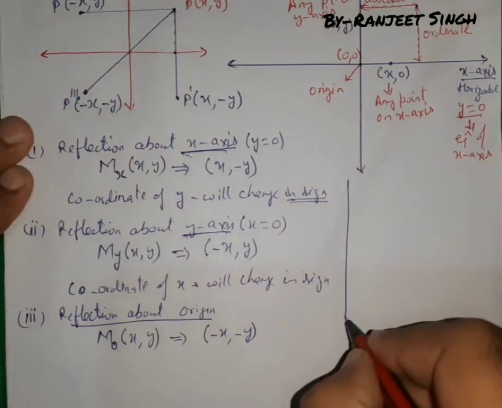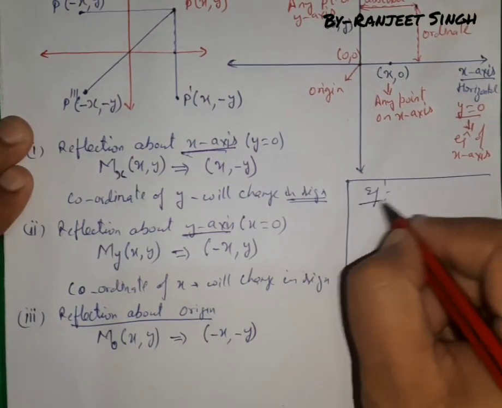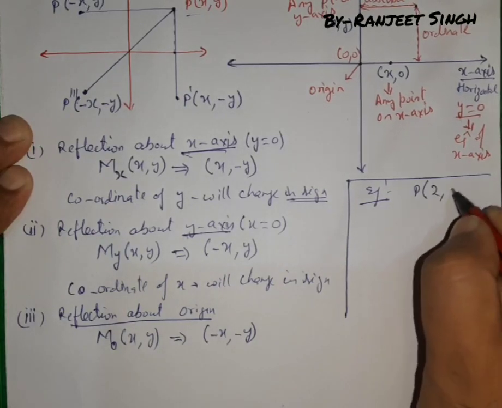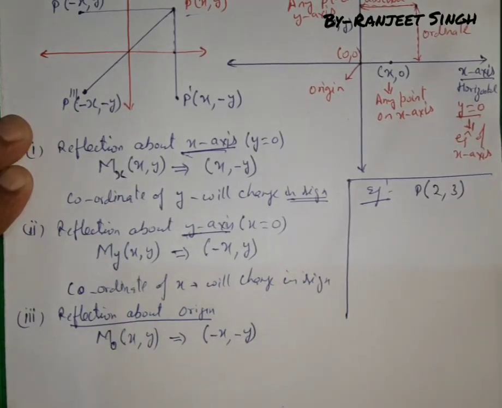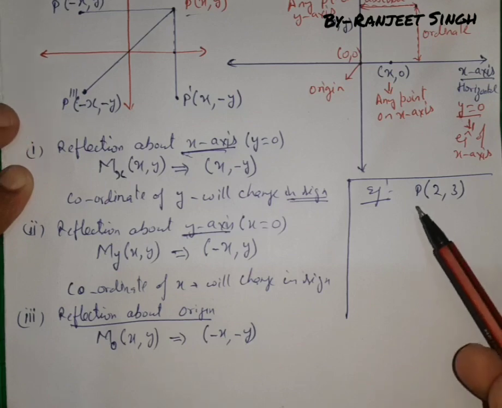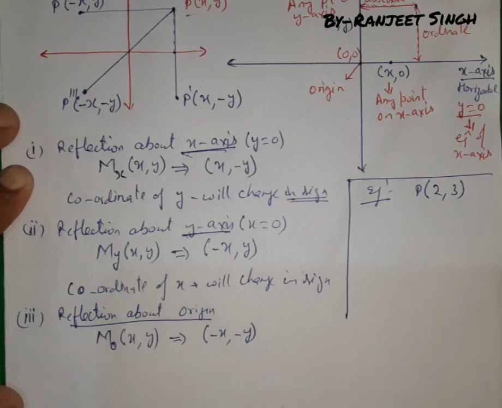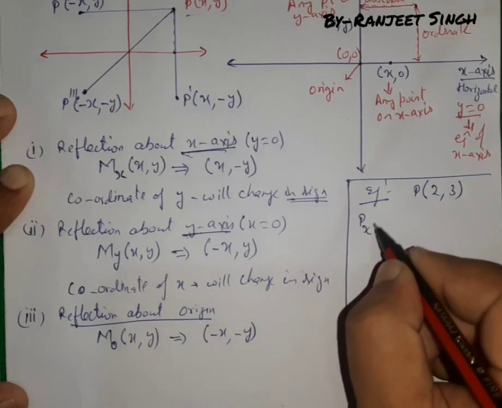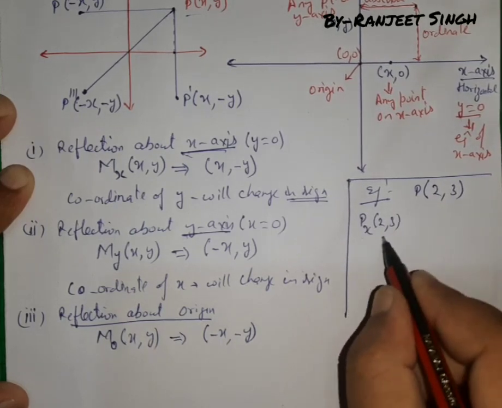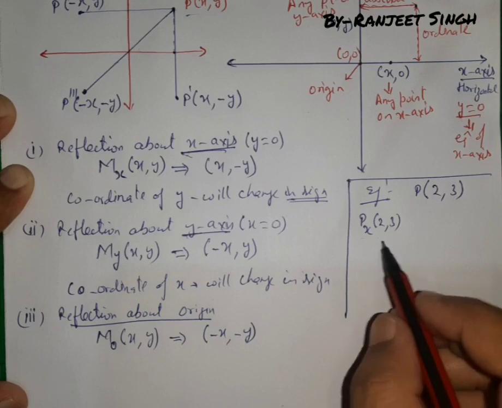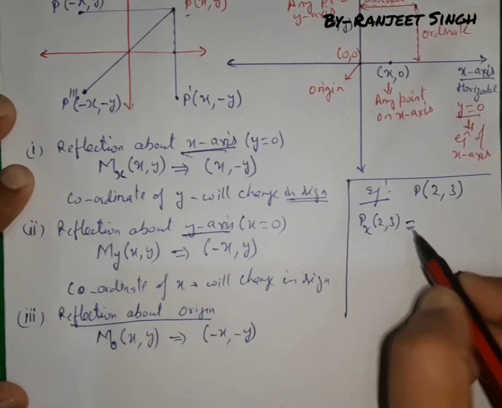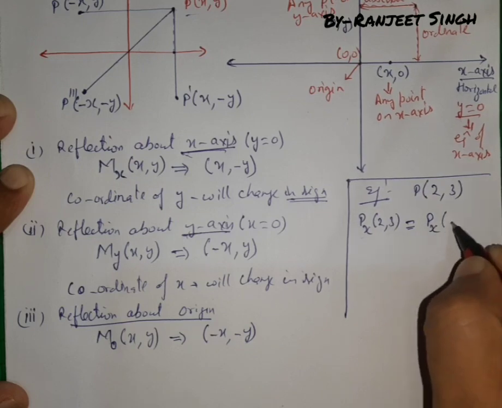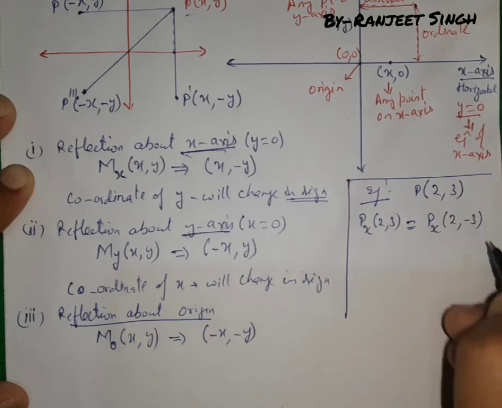Let us say that I'm taking one example in which this point P(x, y) is P(2, 3). Now I'm saying that we have to reflect this point P through x. So in this case it will be written as P of x (2, 3). So this means the reflection about x-axis. So this will change to the point P of x, and this will be (2, minus 3).